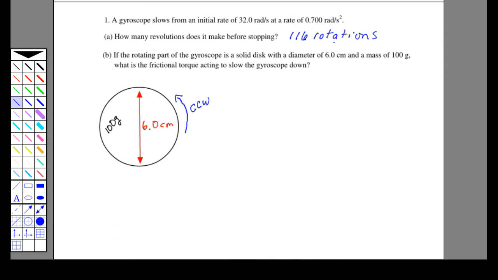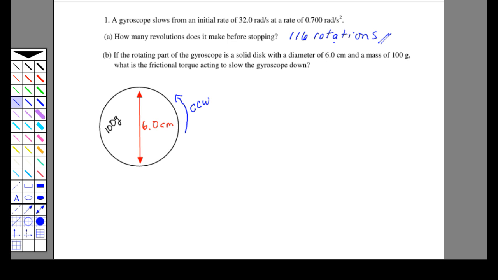Here is part B for our rotational kinematics and torque problem set. Part A, you can see in a previous video, the answer was 16 rotations. I'll put a link to that previous video. We're going to do part B here, and so now we're going to find the frictional force causing this gyroscope to come to a stop.